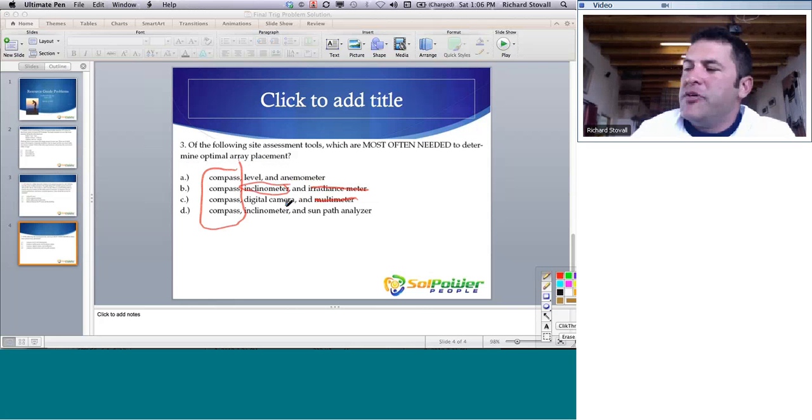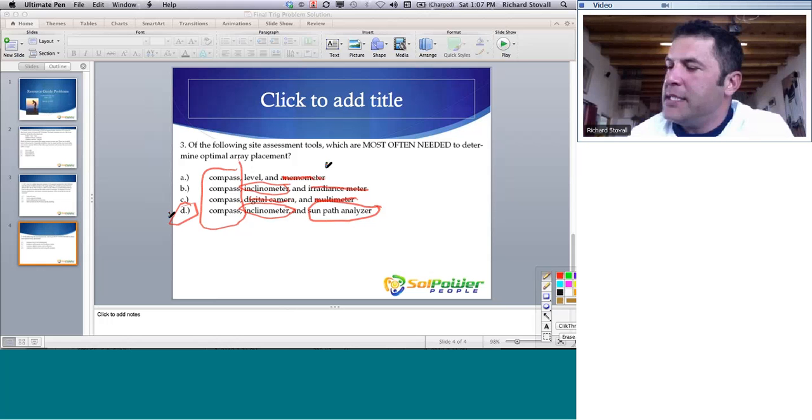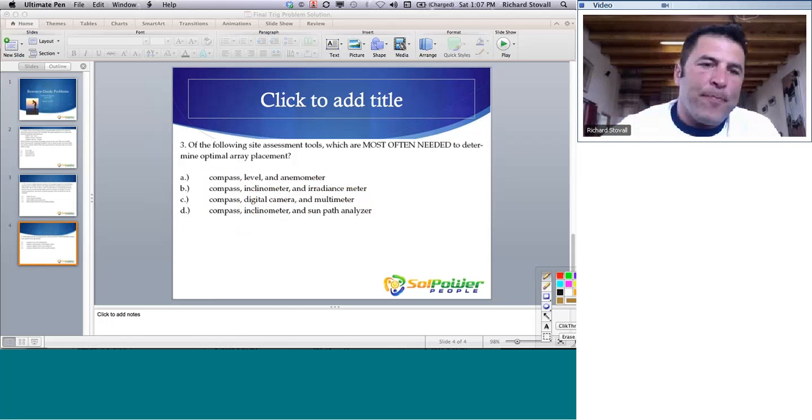A digital camera is not a requirement. I can never say that word. Anemometer? Hey, I think I got it. Anemometer. We won't need that. That measures the level of wind. A level's not a requirement, but you're definitely going to want a sun path analyzer. So clearly the answer here is D.